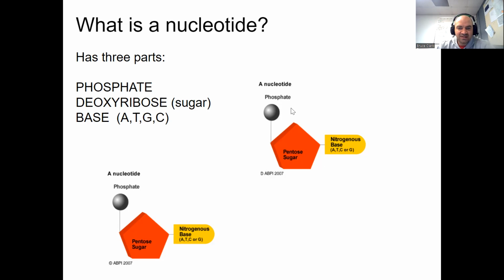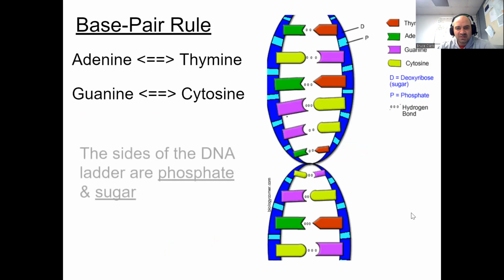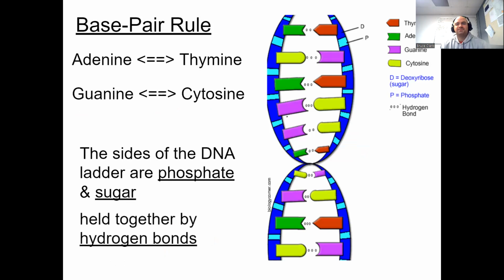So the phosphate and the sugar make up the backbones, the two sides of DNA. And then the base in the middle is what actually is your code. So here is a look at it all. If we look at our sketch that someone more talented than me drew, the blues on the outside are the deoxyribose and the phosphates. And then the colors in the middle are our base pairs.